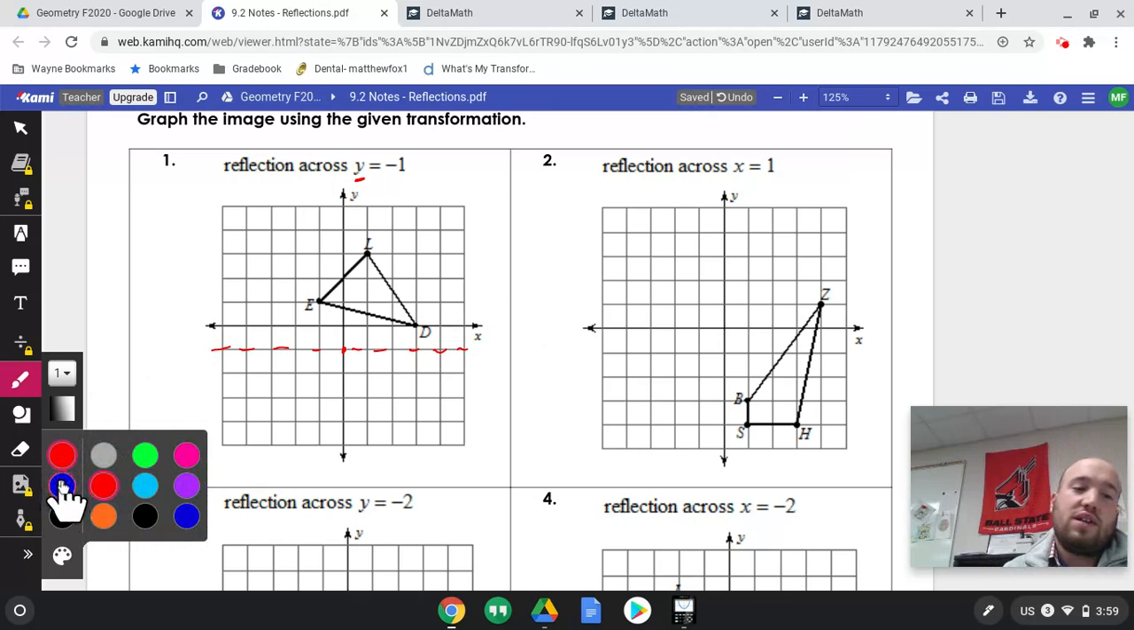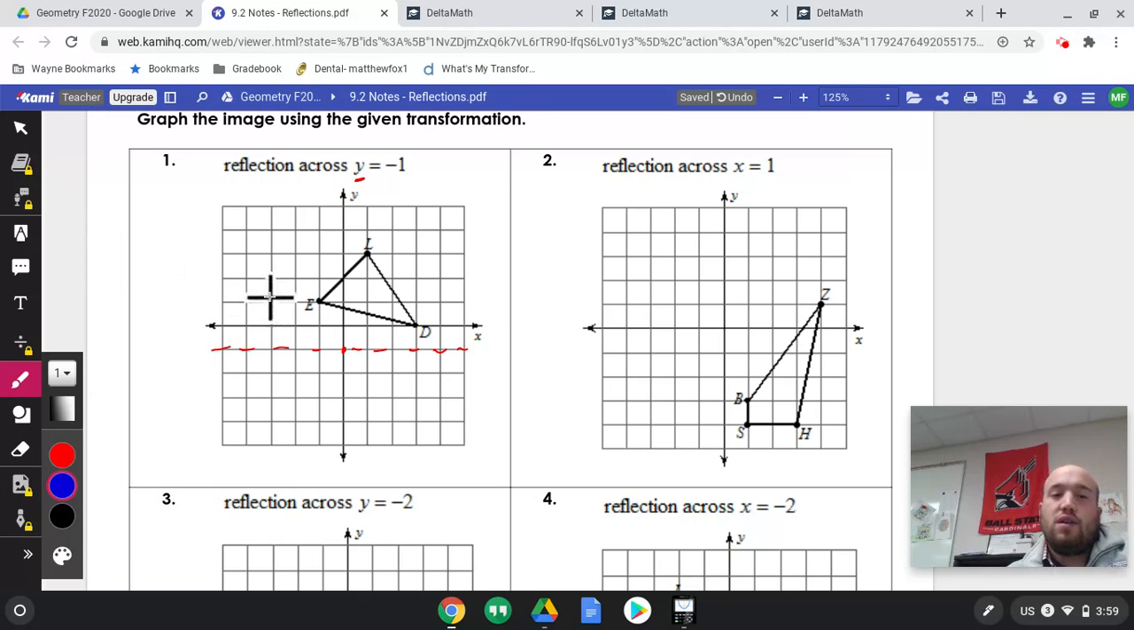Now we want to say how far is each of these away. So E is 2 away, so we'll go 2 past, and that is where E prime will be. Over here, L is 1, 2, 3, 4 away, so we go 4 past, 1, 2, 3, 4, and that is where L prime will be. D here is 1 away, so we go 1 past, that is where D prime will be. Then we connect our dots, and we are done.